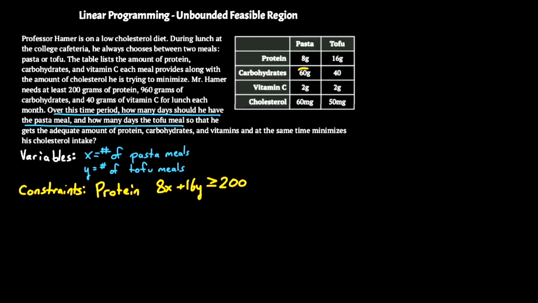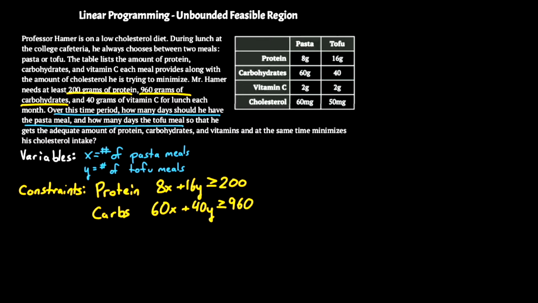So for carbs, we have 60 grams times pasta, which was x. So I'll say 60x plus, and then 40 times tofu, so plus 40y. And looking back into the problem, it said 200 grams of protein, 960 grams of carbs. So he needs at least 960 grams. So again, he can have more than that, he can have equal to, but not less than 960.